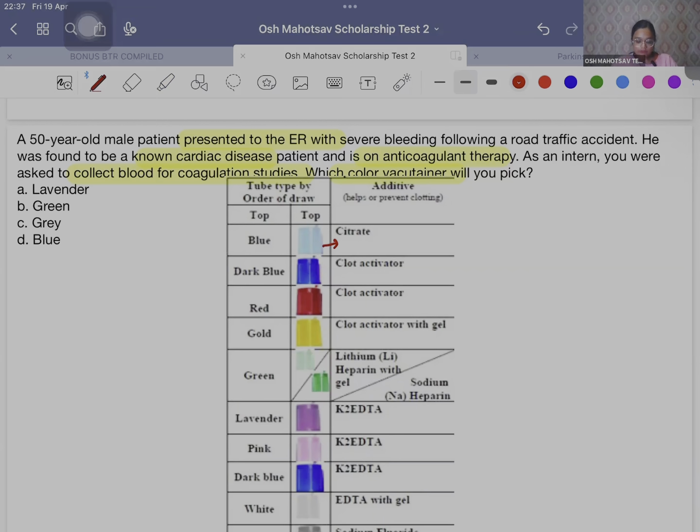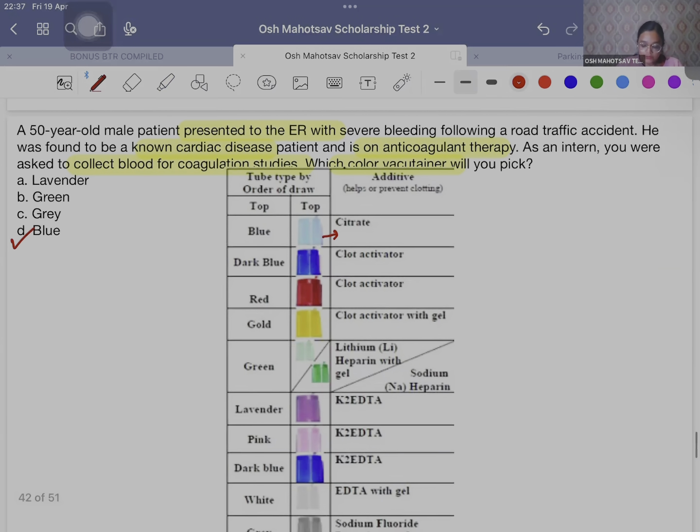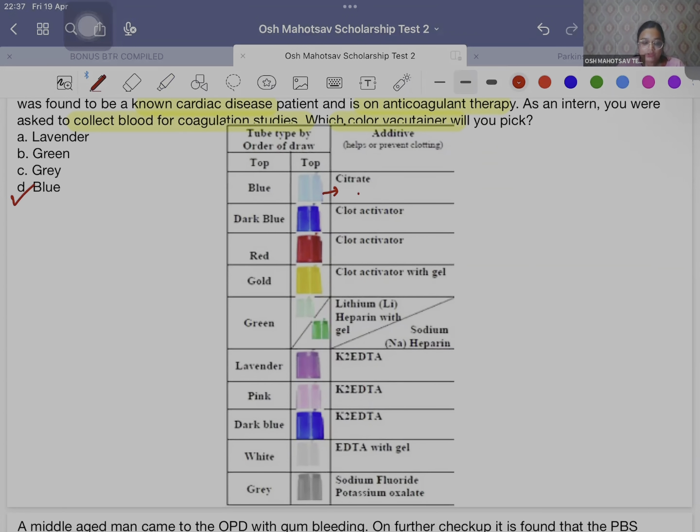So this simply we are using blue one. Here we have list like this. Blue is having citrate, 3.2% sodium citrate. Okay, and what we are using this for? We are using this for coagulation studies like PT, APTT, and D dimers.